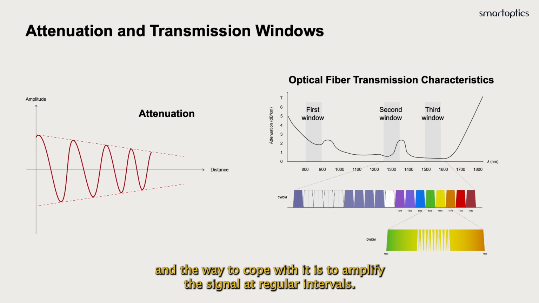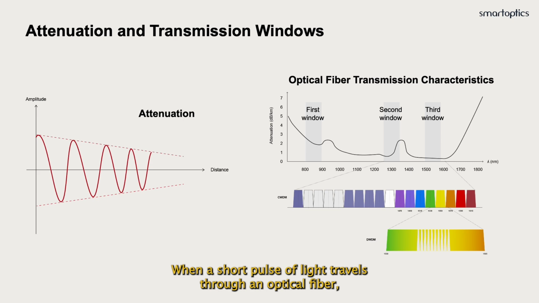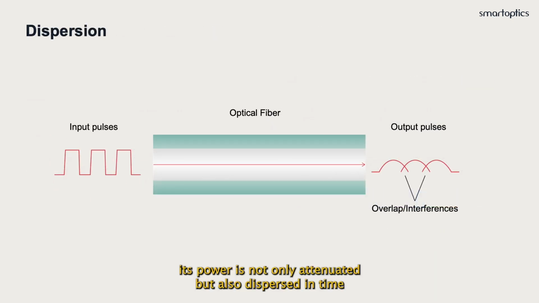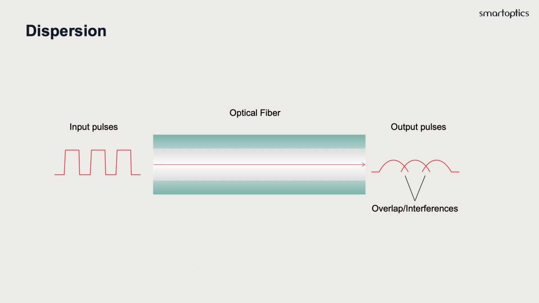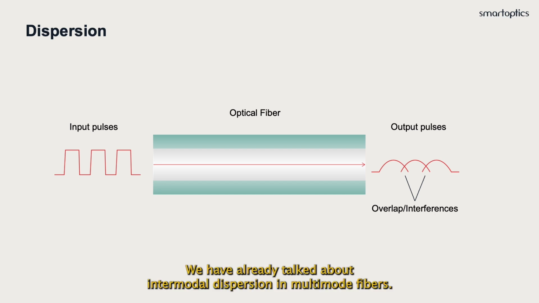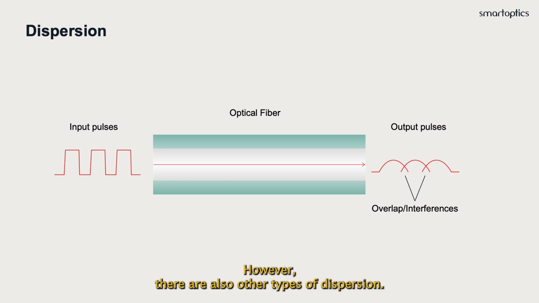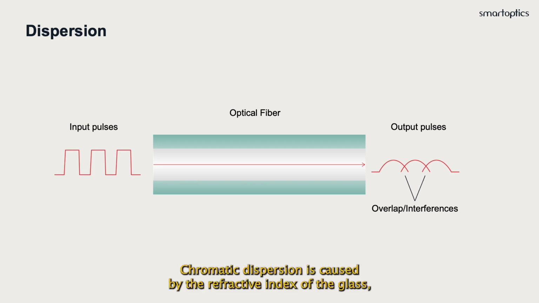at regular intervals. When a short pulse of light travels through an optical fiber, its power is not only attenuated, but also dispersed in time, so that the pulse spreads into a wider time interval. We have already talked about intermodal dispersion in multimode fibers. However, there are also other types of dispersion. Chromatic dispersion is caused by the refractive index of the glass, making shorter wavelengths travel faster than longer wavelengths.